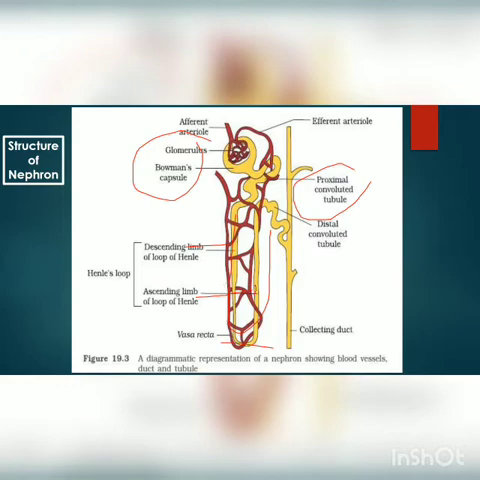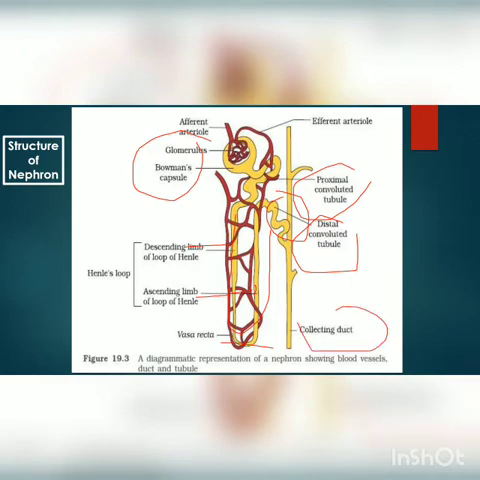Then next we will come to the distal convoluted tubule. Distal convoluted tubule is actually highly coiled part of the nephron, and it lies very closely to the Bowman's capsule or Malpighian body. Then we will come to the collecting duct.